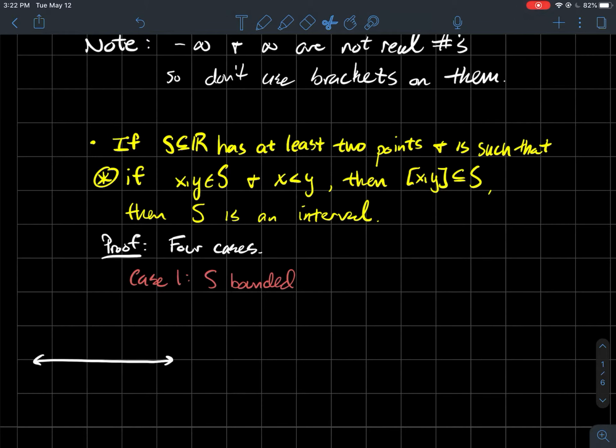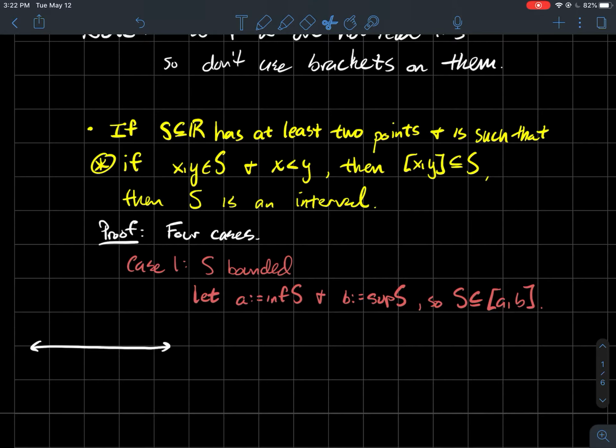So case 1, let's suppose that the set S is bounded. So then it's bounded above and below, therefore it has an infimum, which I'll call A, and it has a supremum, which I'll call B. And remember, A is the greatest lower bound for S, and B is the least upper bound. So the point then is that the set S should fit between these two numbers, A and B. It should fit inside this closed interval here.